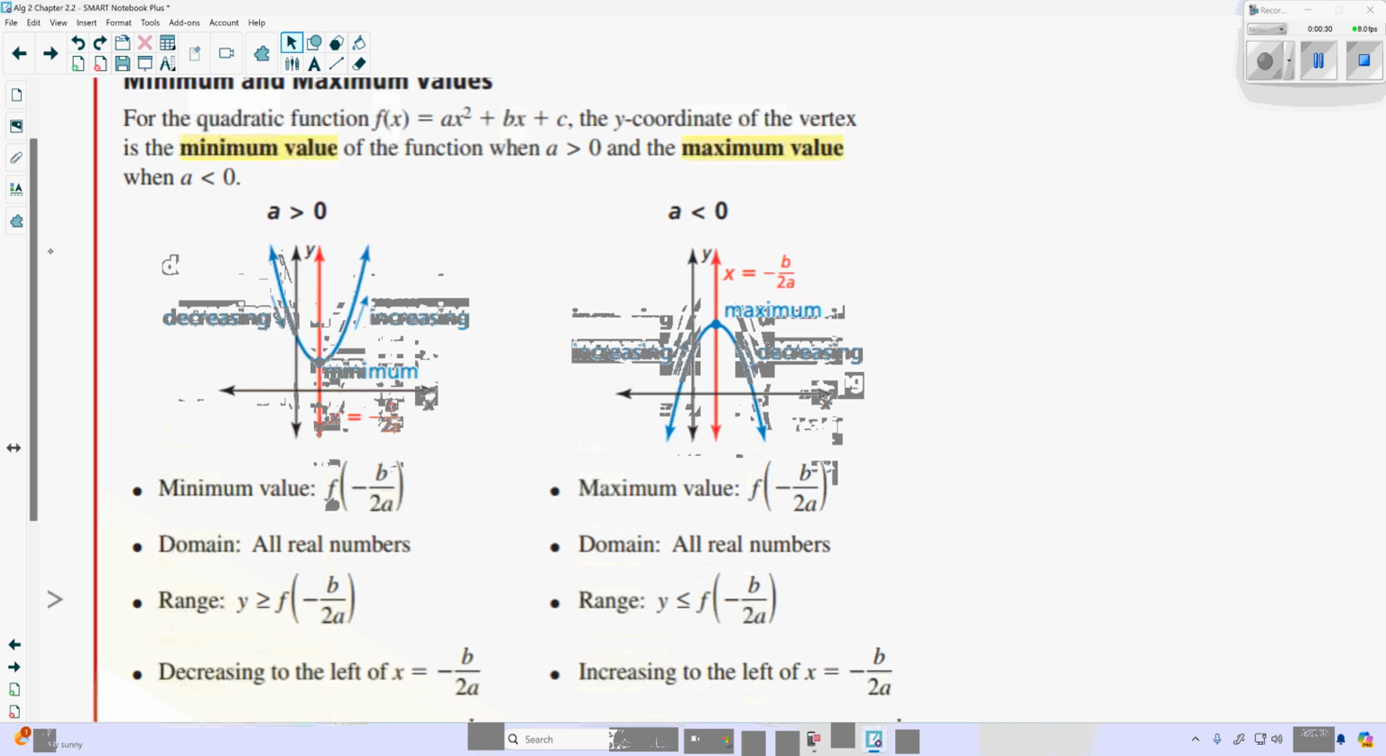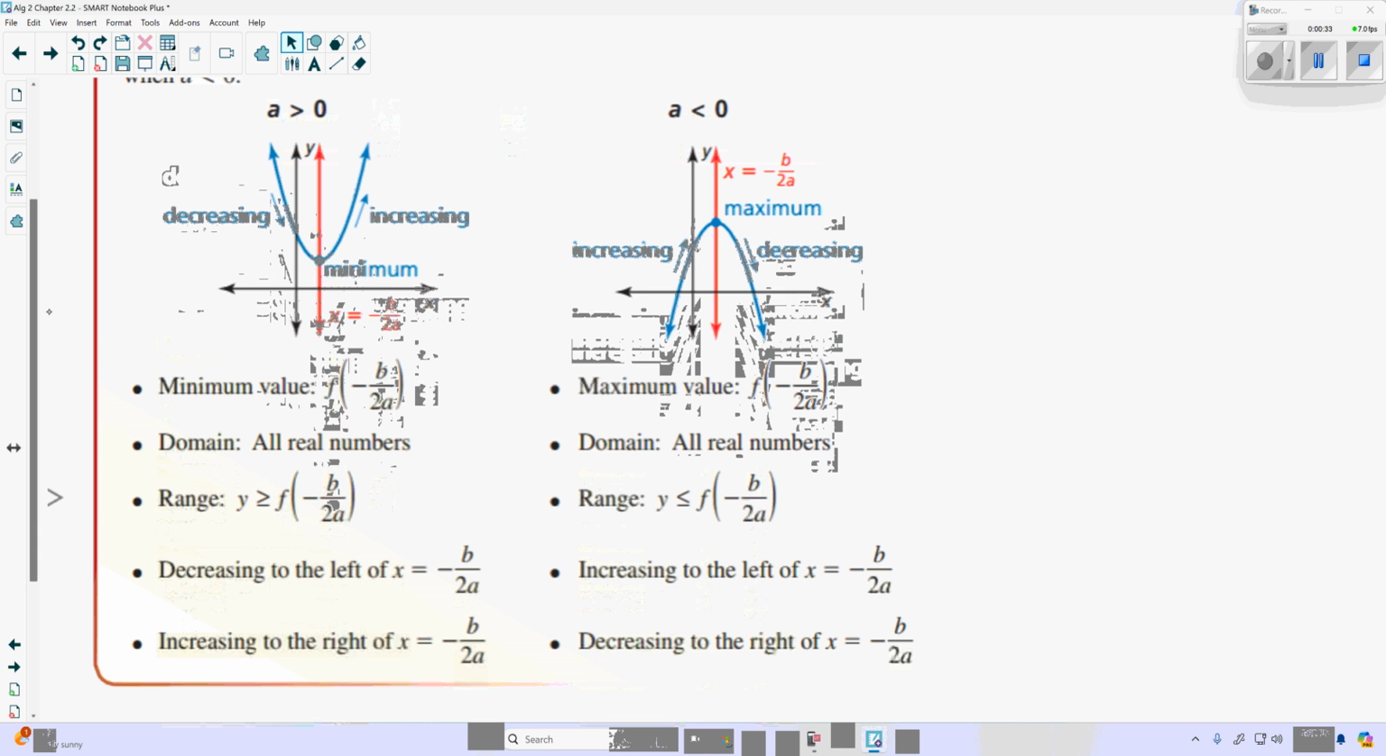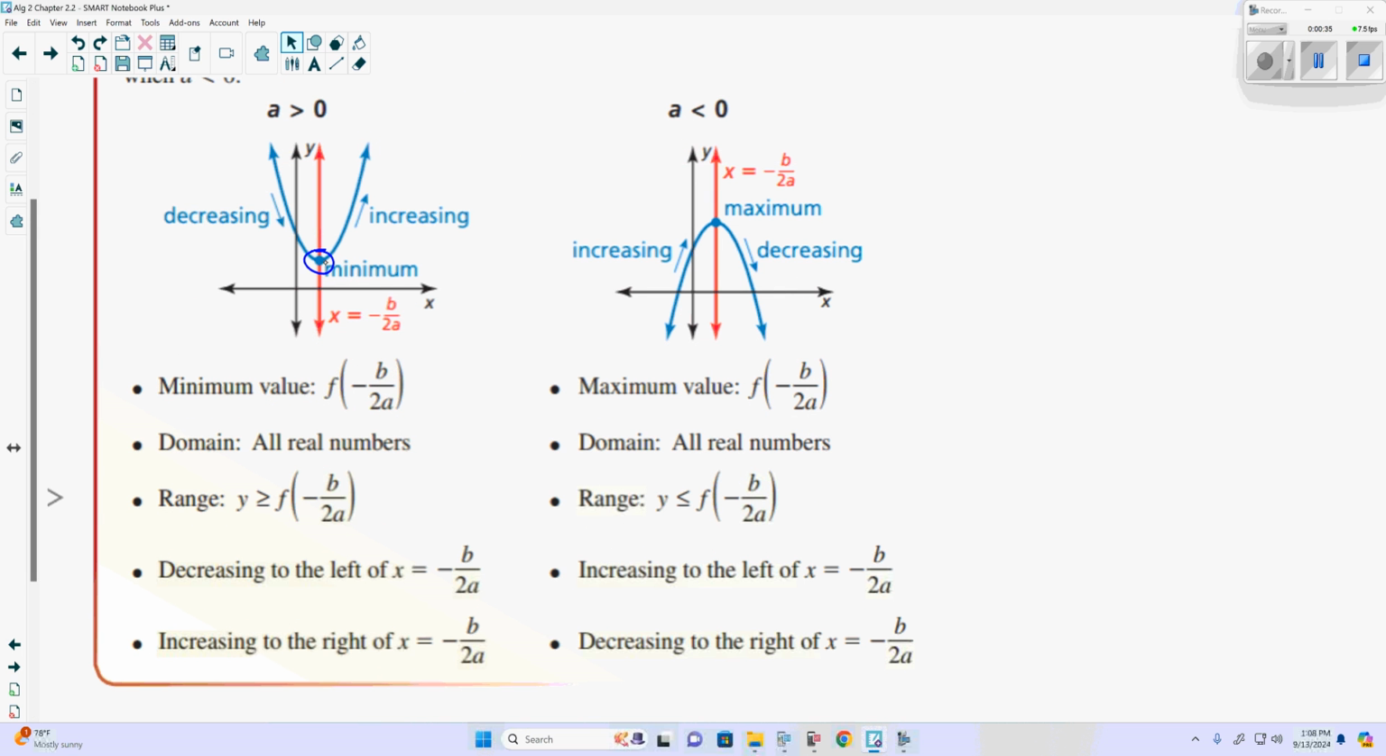First thing we're looking at is minimum and maximum value. The minimum or maximum value is the highest or lowest y value of the parabola. If it's opening up, it will have a minimum value at the y value of the vertex. If it opens down, the y value of the vertex would be a maximum. So if we get the vertex, we'll have the minimum or maximum value. The domain is understood to be all real numbers. No matter what the quadratic equation is, it's always going to be all real numbers.